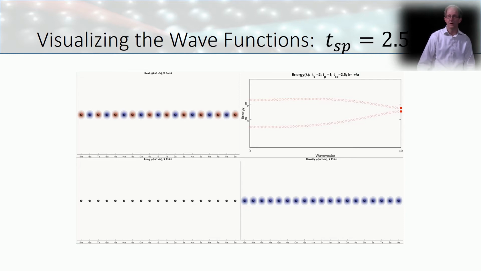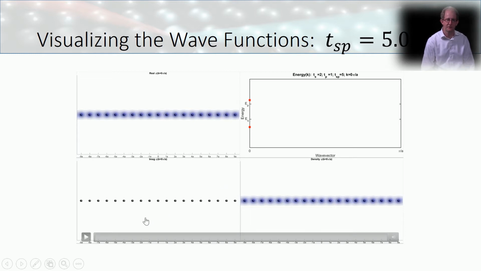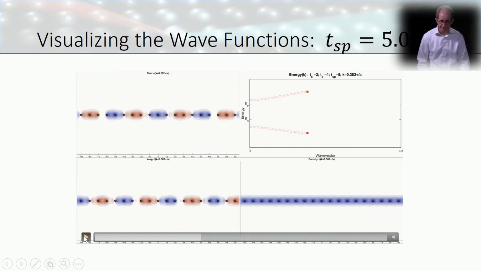Okay. All right, now let's do it at our largest value for T_sp. This is going to be T_sp equal to 5. And we're going to see something similar again. It starts at pure s-like, and then as we get over here, getting close to the middle of the Brillouin zone, we have some p-like character, right? We have these nodes that are occurring in the middle of our atoms, right? And so that's some px-like character coming into our orbitals.